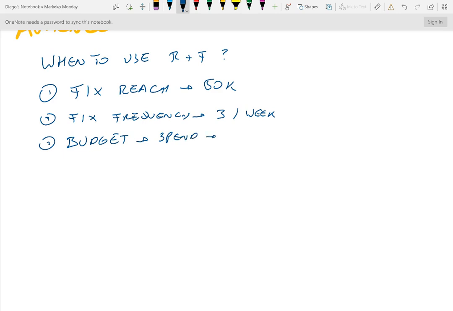So you want to know that a 50,000 user base, three times a week, is going to cost you, I don't know, $12,000. And so your client wants to know how much they're going to spend ahead of time. It's not going to be based on performance. It's going to be based on basically knowing how much it's going to cost you. And so the main metric that you're looking for is CPM, or cost per 1,000 users, or 1,000 people reach.